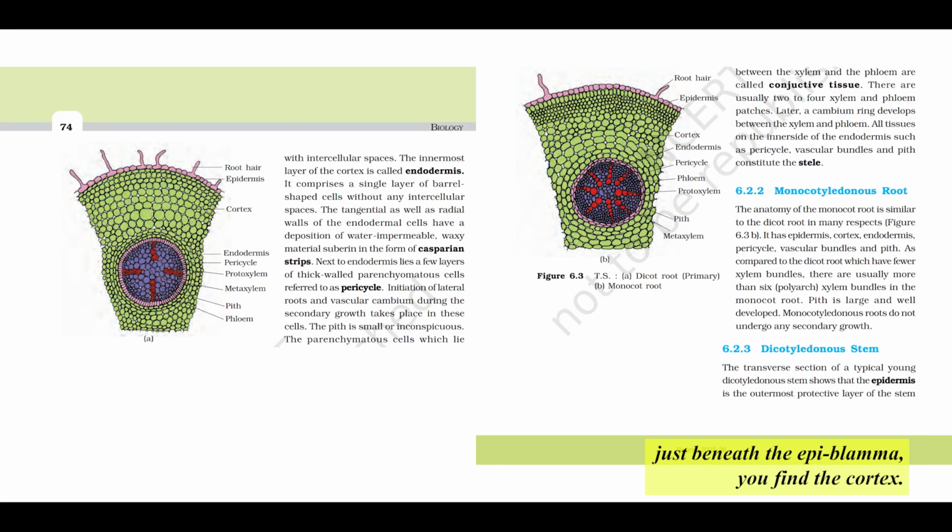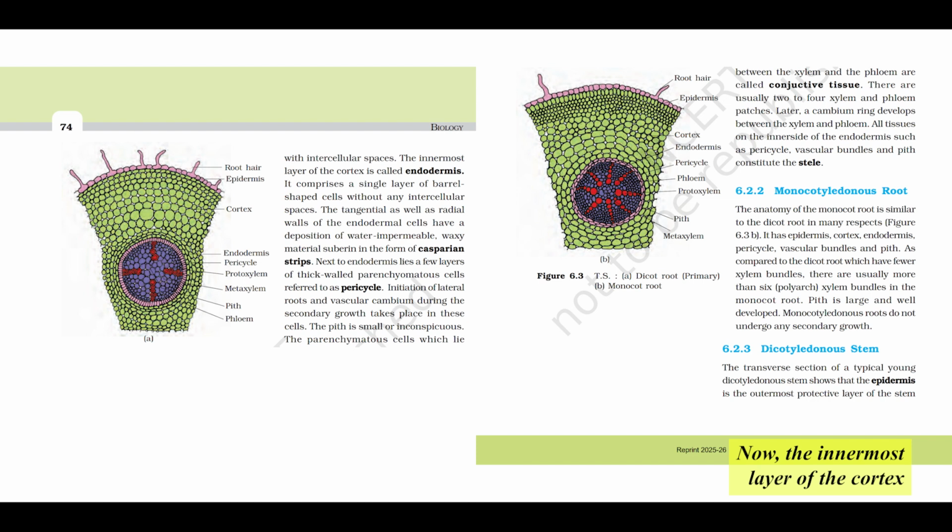Moving inwards, just beneath the epiblema, you find the cortex. This region consists of several layers of thin-walled parenchyma cells. A key characteristic here is the presence of noticeable intercellular spaces between these cells. This helps with gas exchange within the cortex and also provides some storage capacity.